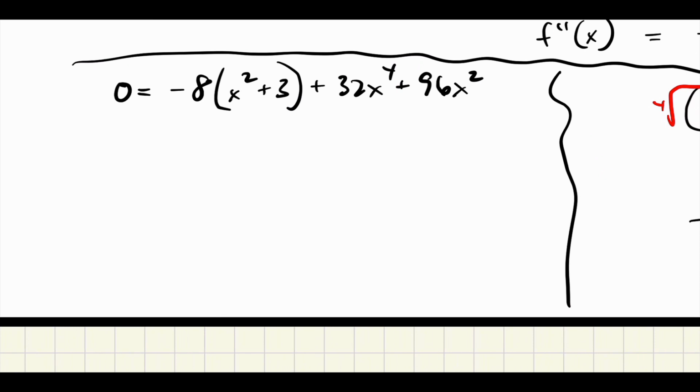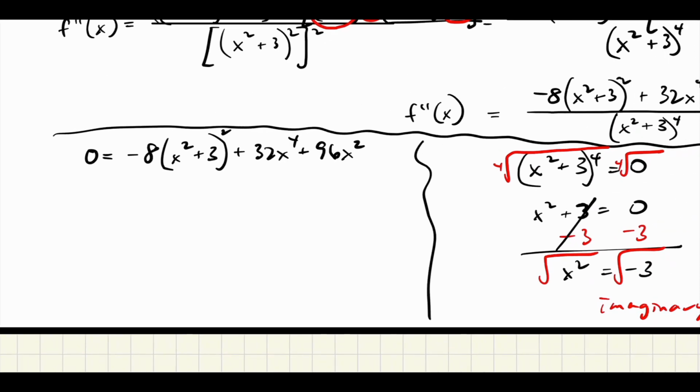Oops, forgot this squared part here. Okay, so I got a lot of squareds to the fourths. The first thing I need to do, I can't distribute this negative 8. I can't distribute it because of this squared here. So I need to multiply out the squared part, this part here, so I can distribute the negative 8.